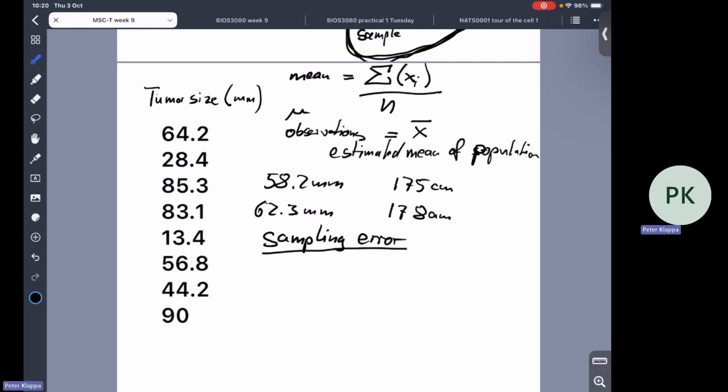So sampling error is here and it stays with us. But I still want to know what is my average population height or the average size of the tumor. How could we deal with that? I have my sample and let's say 178 centimeters. That's my sample. And I want to know what is the population mean.